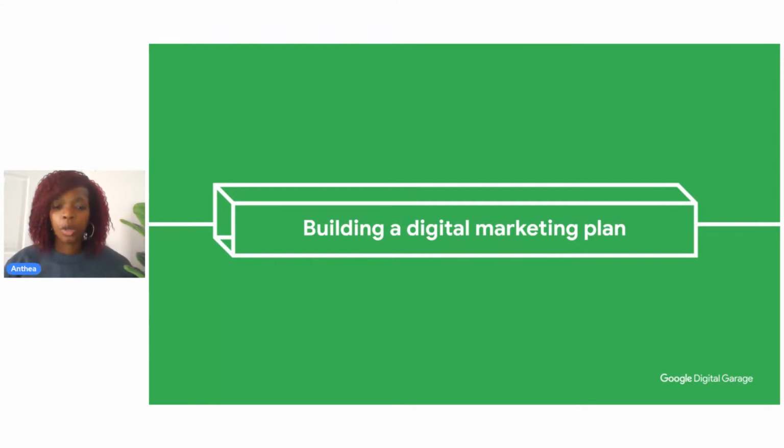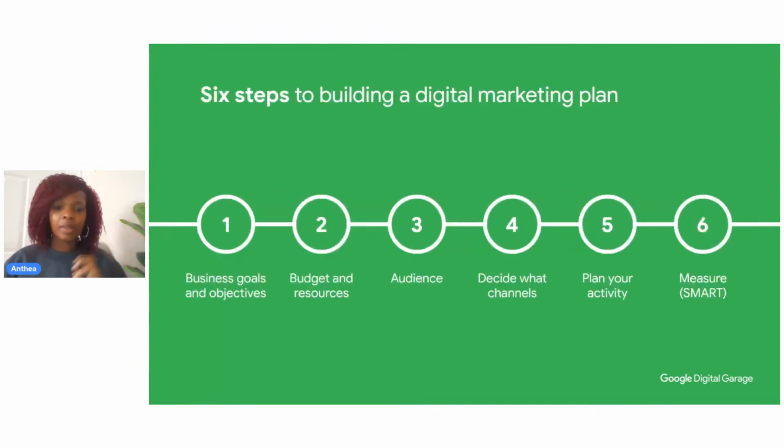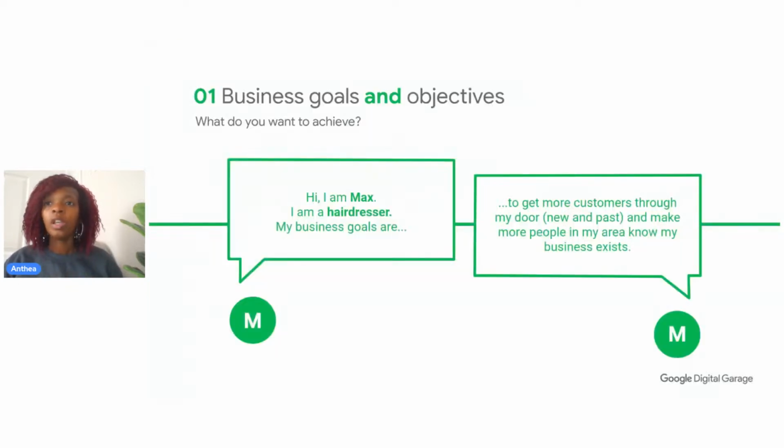Right, let's build a digital marketing plan. 6 steps. We're going to look at the goals and objectives, your budget, resources, your audience, your channels, what activity you're going to plan, and then measure that as well. So if we look at business goals and objectives, as I mentioned before, you need to have a business goal in order to have a social media or digital marketing goal. So what is it that you want to achieve? You want to have more customers coming through. You want to make more people known in your area that your business exists, right?